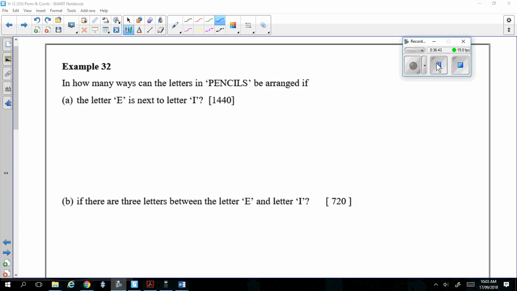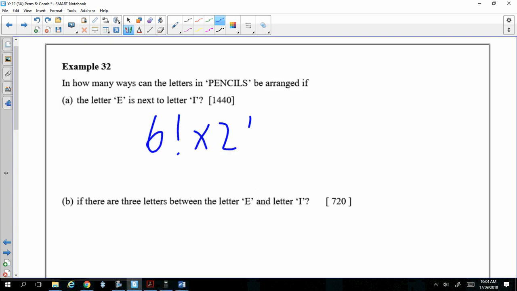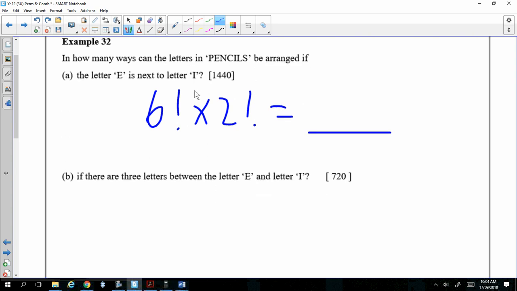Okay, next one. What if there are 3 letters between the letter E and the letter I? That's a little bit complicated. So what you do is this. You go by cases: E, 1, 2, 3, I.